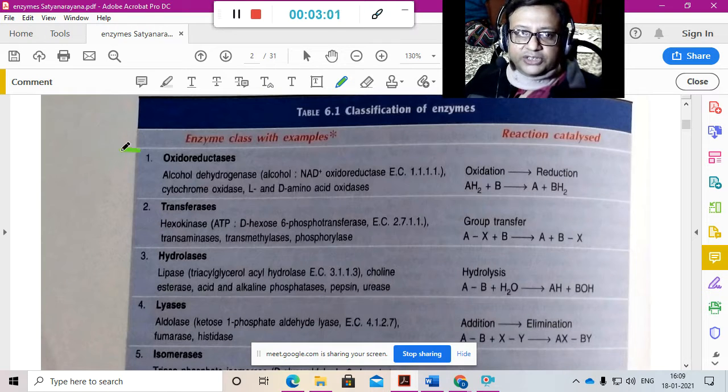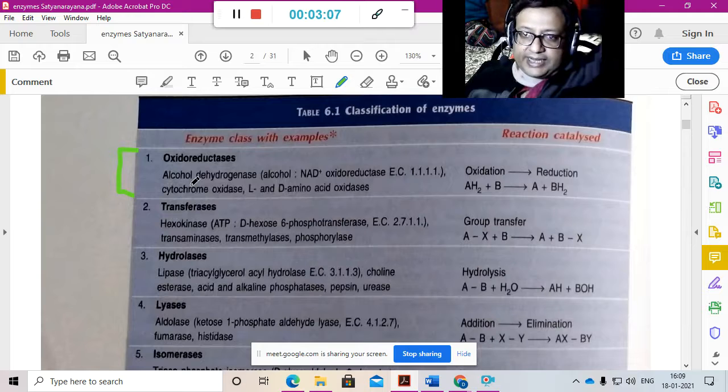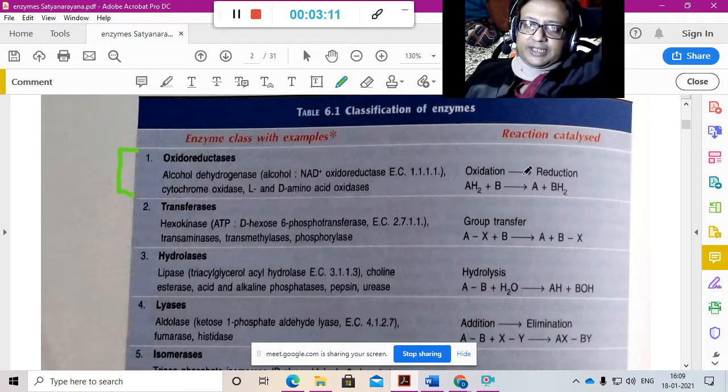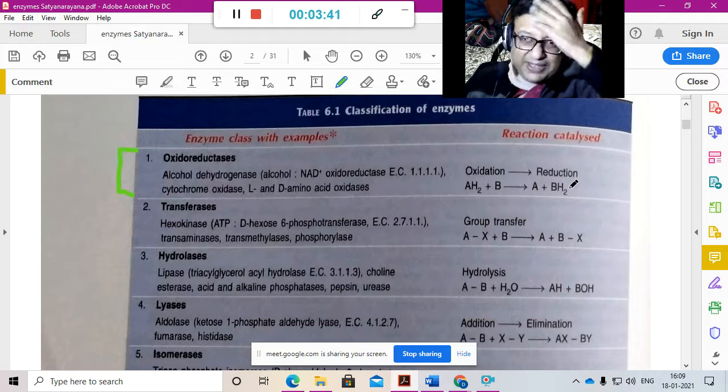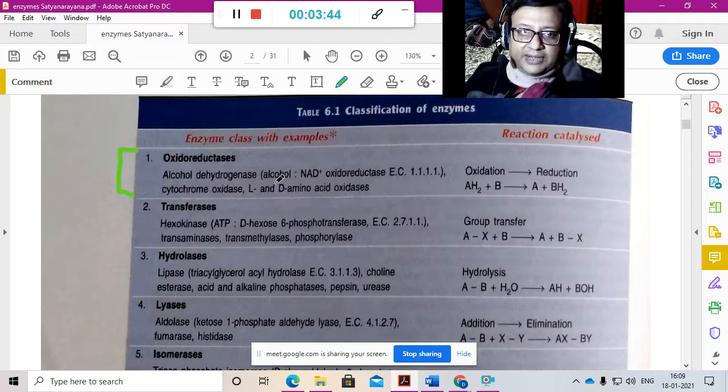The first is the oxidoreductases. Example: alcohol dehydrogenase. They catalyze an oxidation and reduction reaction. So an oxidized product is reduced. AH2 plus B is equal to A plus BH2. So A is oxidized because of loss of hydrogen, and B is reduced, that is gain of hydrogen. From AH2, A becomes oxidized, and B becomes reduced because it gains hydrogen. So this is the function of oxidoreductases. Example: alcohol dehydrogenase, the NAD plus oxidoreductase.